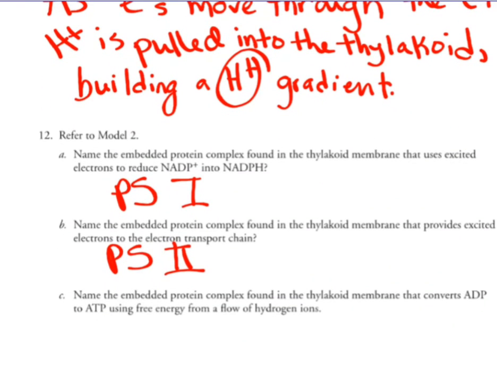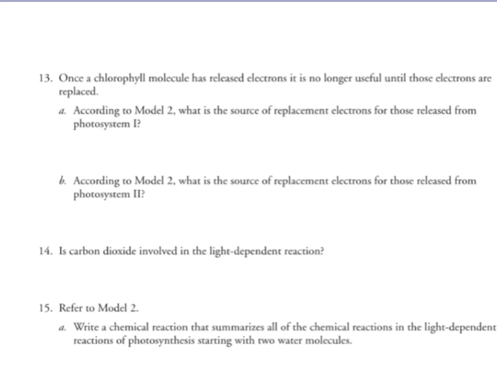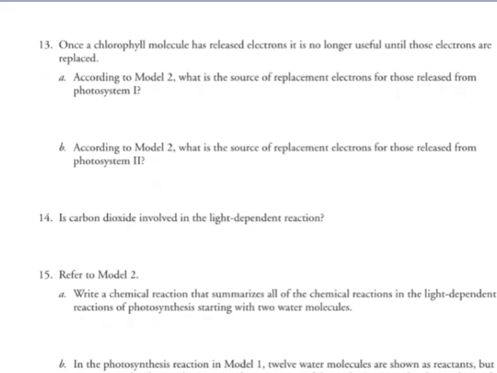And then the embedded protein that converts ADP into ATP using the energy from the hydrogens. What is that? ATP synthase. Okay, once the chlorophyll has been released, it's no longer useful until those electrons are replaced. So what replaces the electrons at photosystem 1?